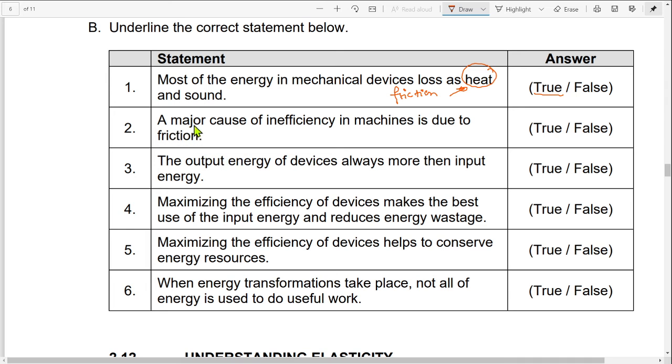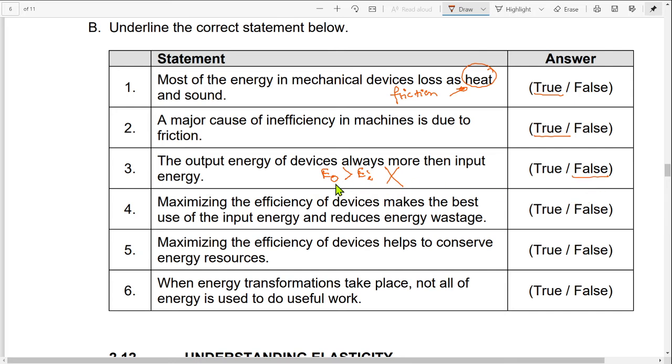Okay, 2. A major cause of inefficiency in machines is due to friction. I have mentioned it just now up here, so this is also true. Okay, 3. The output energy of devices is always more than input energy. You are saying here that the output energy is greater than the input. This will never happen. Okay, so this one here must be false.